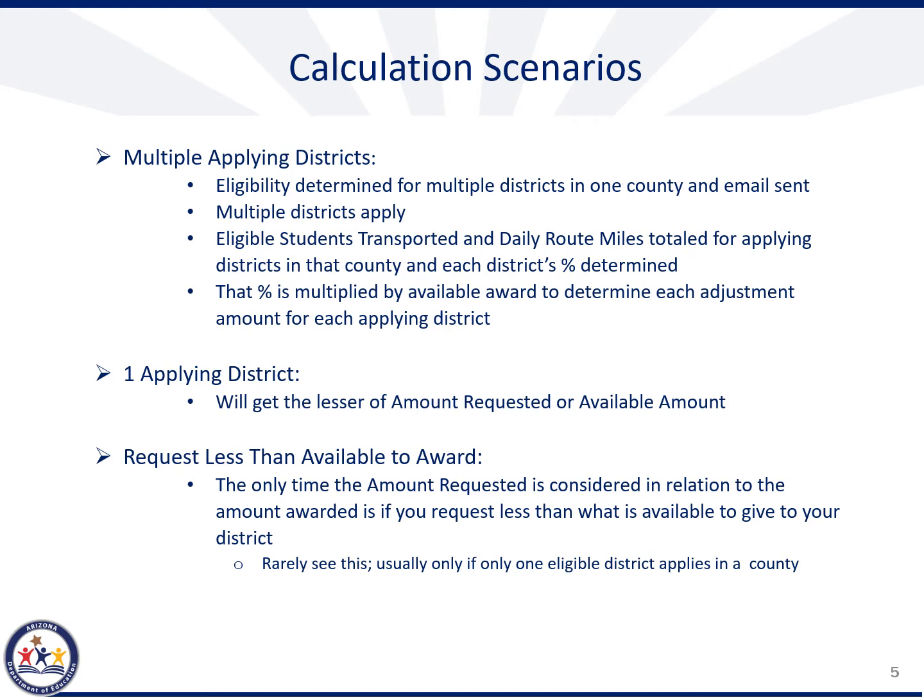Let's say there are multiple applying districts. So eligibility has been determined for multiple districts in one county and the email has been sent. Multiple districts apply. Eligible students transported and daily route miles are totaled for applying districts in that county and each district's percentage is determined. That percentage is then multiplied by the available award to determine each adjustment amount for each applying district. If there's one applying district, that district will get the lesser of the amount requested or the available amount to award.